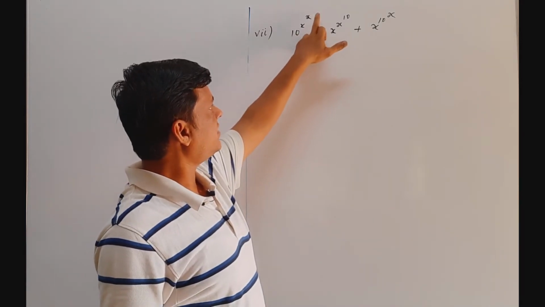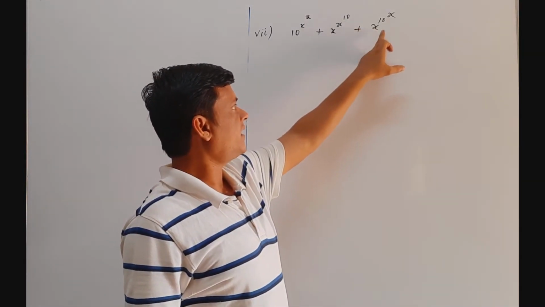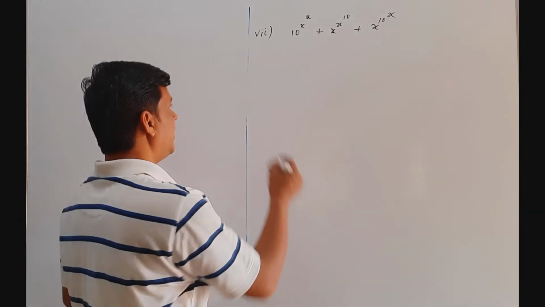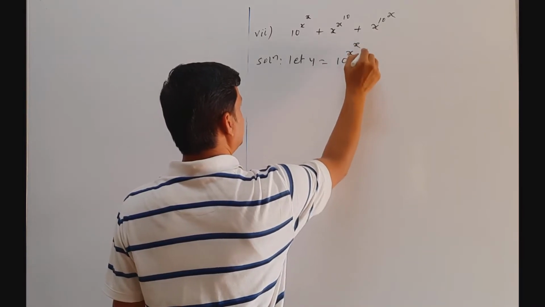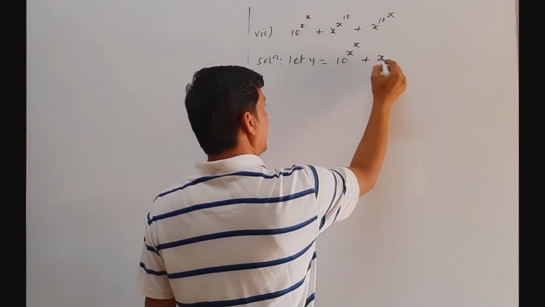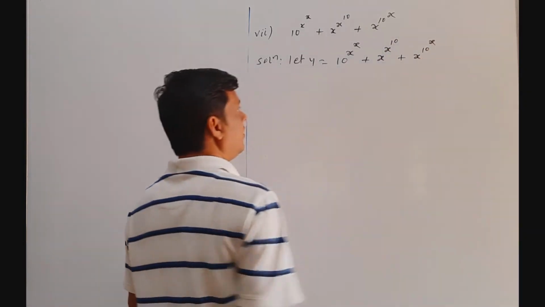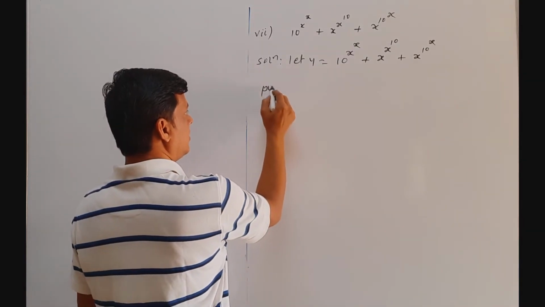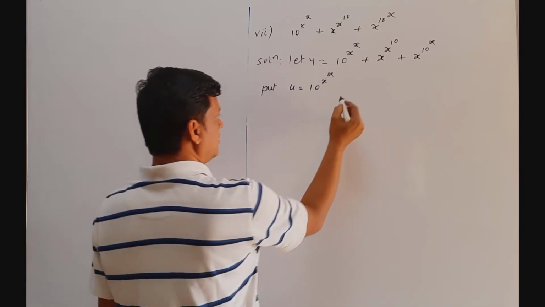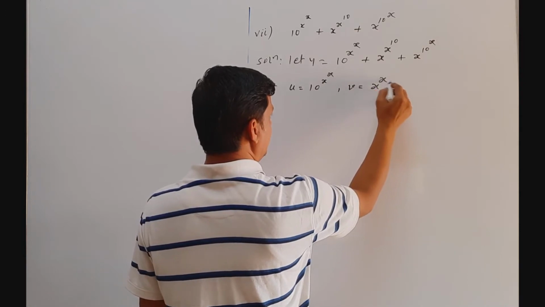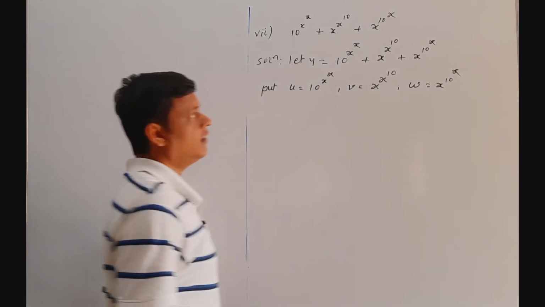Now 10 raised to the power x raised to the power x plus x raised to the power x raised to the power 10 plus x raised to the power 10 raised to the power x. So we write in the solution, let y is equal to 10 raised to the power x raised to the power x plus x raised to the power x raised to the power 10 plus x raised to the power 10 raised to the power x. So we put the first term as u. So put u is equal to 10 raised to the power x raised to the power x. v is equal to x raised to the power x raised to the power 10. w is equal to x raised to the power 10 raised to the power x.